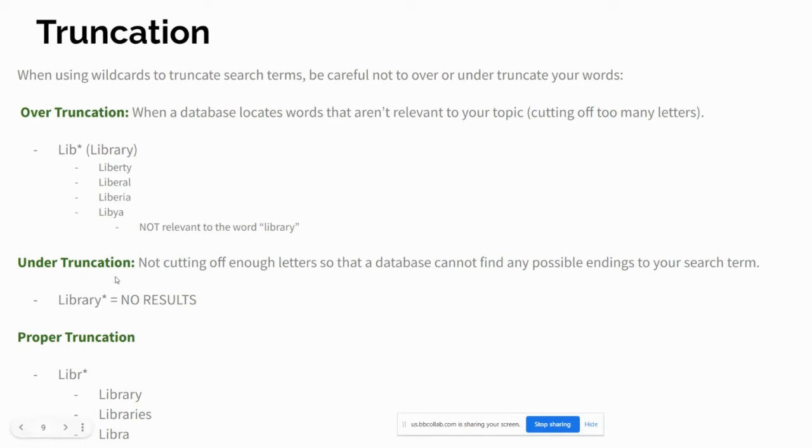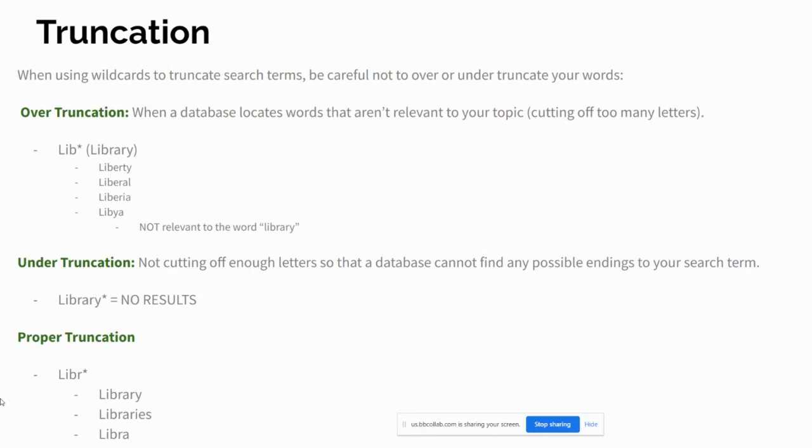There's also under truncation where you're not cutting off enough letters. And when this happens, a database can't find any possible endings to your search term. One example is putting the word library, the full word, and then putting an asterisk after it. You're not going to get any results for that. Kind of somewhere in the middle, a proper truncation of the word library would be LIBR with an asterisk. And so it'll bring up results like library, libraries, or Libra, which is something that can be related to libraries.